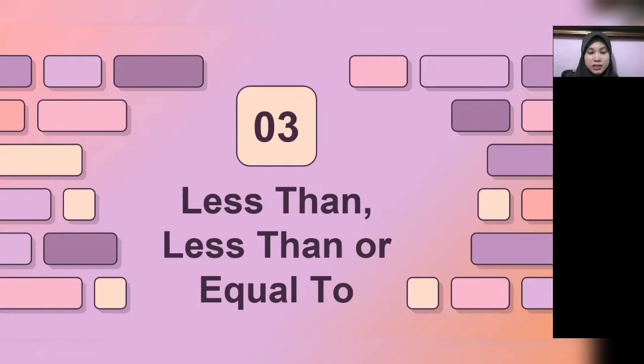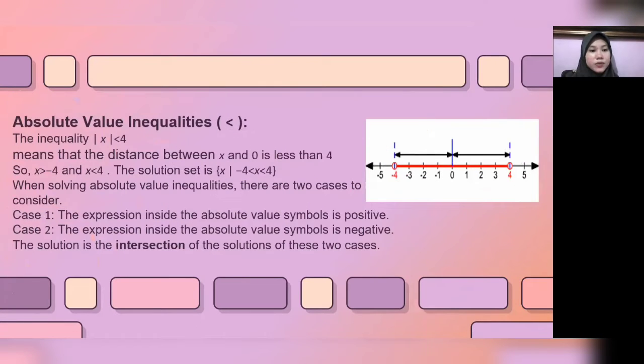3. Less than or equal to. Absolute value inequality. The inequality absolute value of x less than 4 means that the distance between x and 0 is less than 4. Look at the picture. So, x is greater than negative 4 and x is less than 4. The solution set is x: negative 4 less than x less than 4.